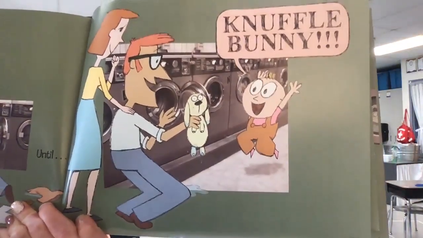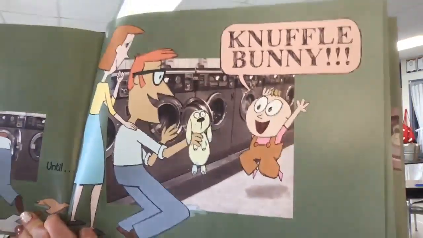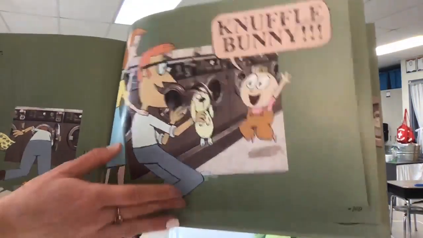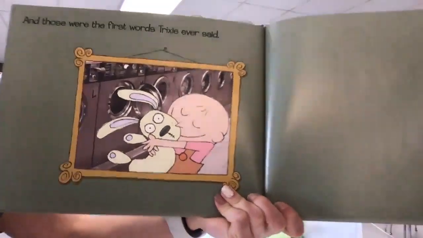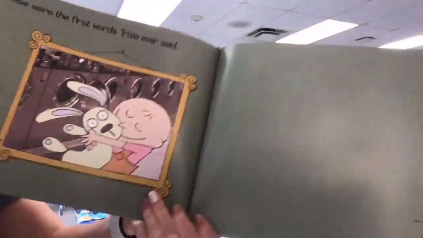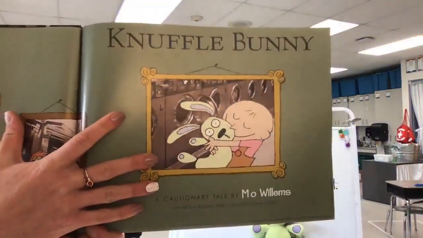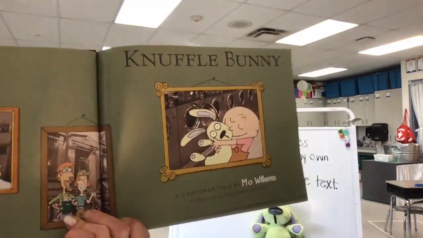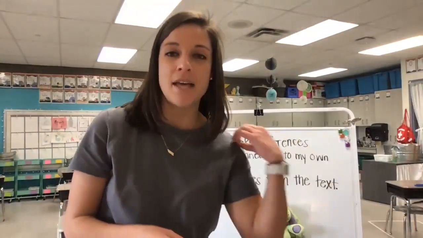"Knuffle Bunny!" So now look at Trixie's speech bubble. She's not saying baby words anymore. What are her first two words that we learned she said? Knuffle Bunny, right? And those were the first words Trixie ever said. So look how happy she is, squeezing her Knuffle Bunny. And that's the same picture that we saw on our title page. So the author and illustrator, Mo Willems, does a really good job of making connections in the details throughout the whole book to help us infer as readers.